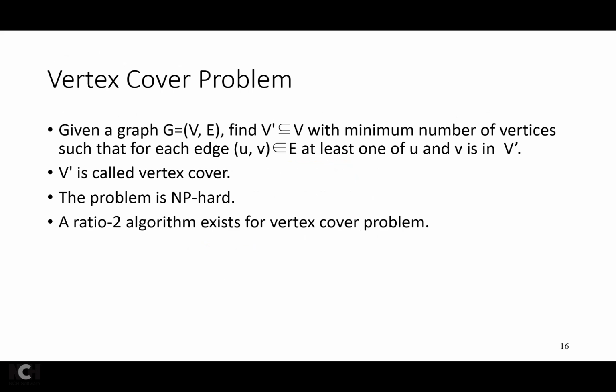Let's see different examples which you can work on, which are used for graph problems. Given a graph G equal to (V, E), find V prime, a subset of V, with the minimum number of vertices, such that for each edge (u, v) belonging to E, at least one of u and v is in V prime. V prime is called a vertex cover. This problem is NP-hard. A ratio 2 approximation algorithm exists for the vertex cover problem.